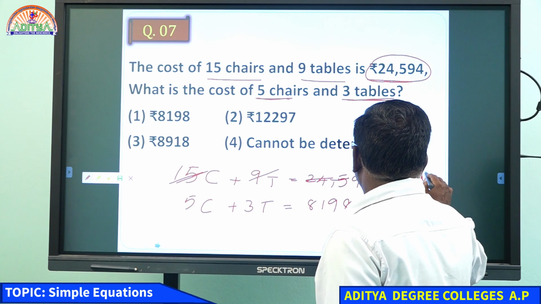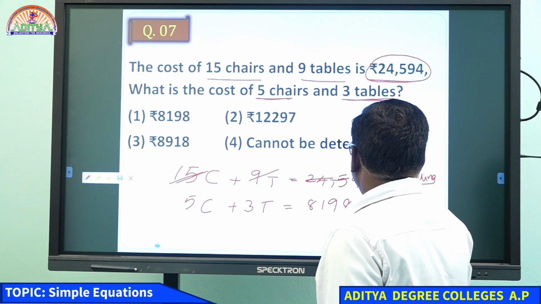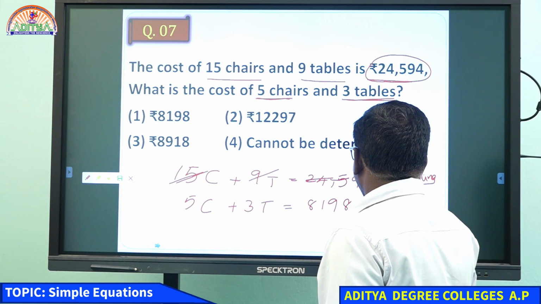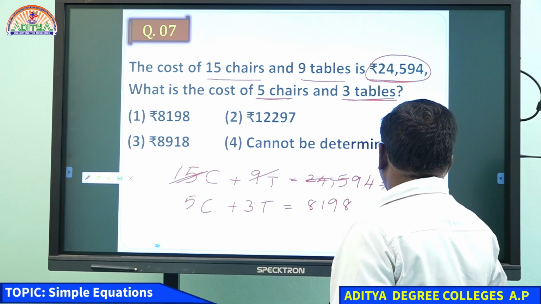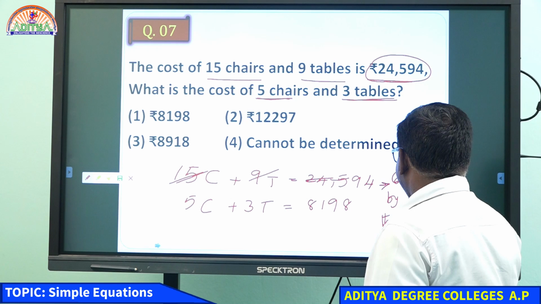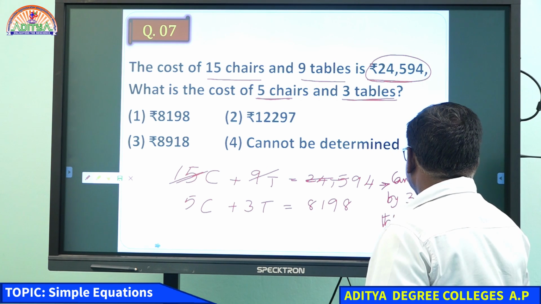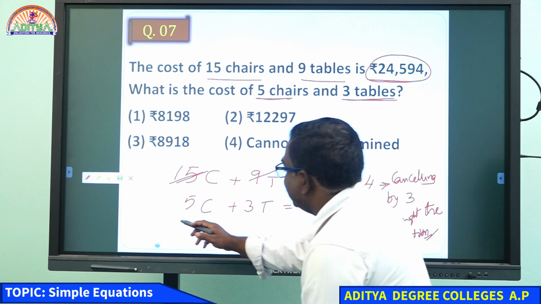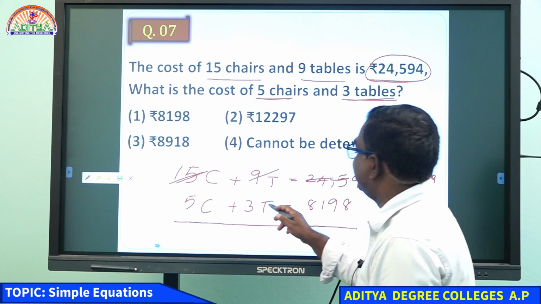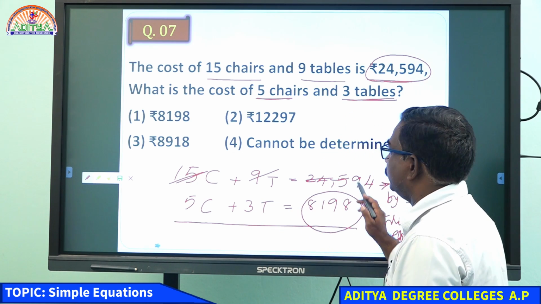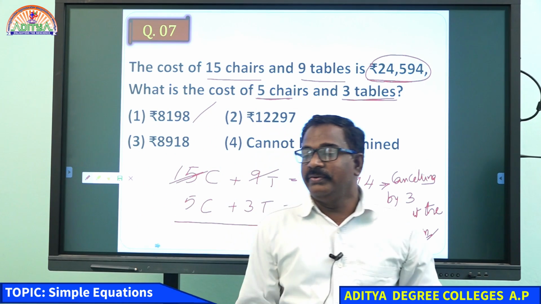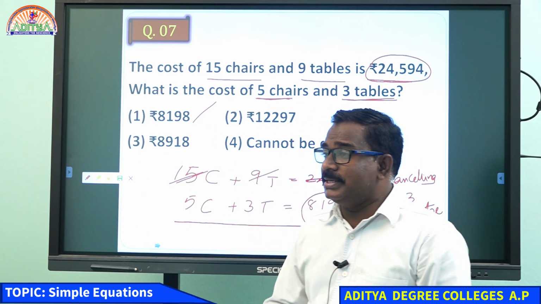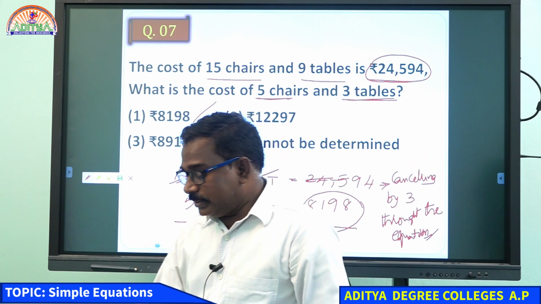I just cancelled throughout the equation by 3. Just you will get the answer. 5 chairs and 3 tables is 8198, first option. Just by cancelling the equation with a number, what is that number? 3. Is it clear for everyone?